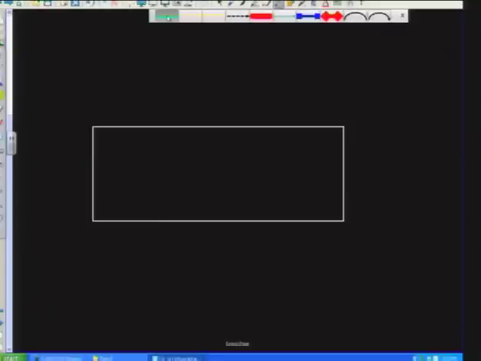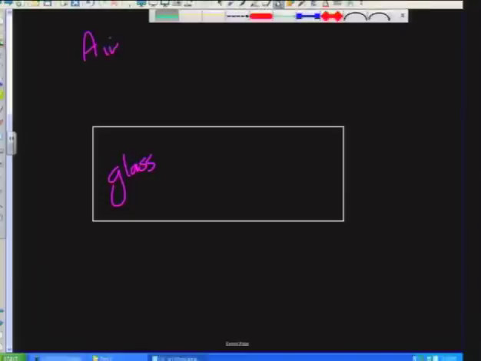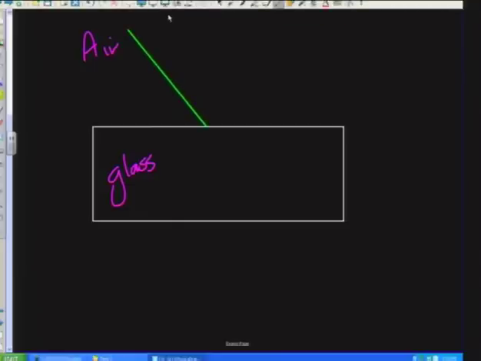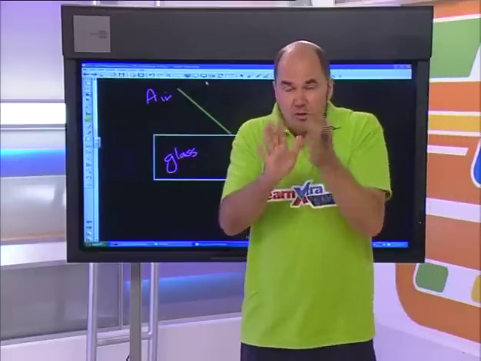If we take a block, let's say that this is a glass block, and I want to show you the effect of refraction. So this is a glass block, and we're going to say here is some air. Now, let's be very clear. We're going to say there's a beam of light traveling in. Guys, beam of light, you can do this for yourself. You can take your torch.